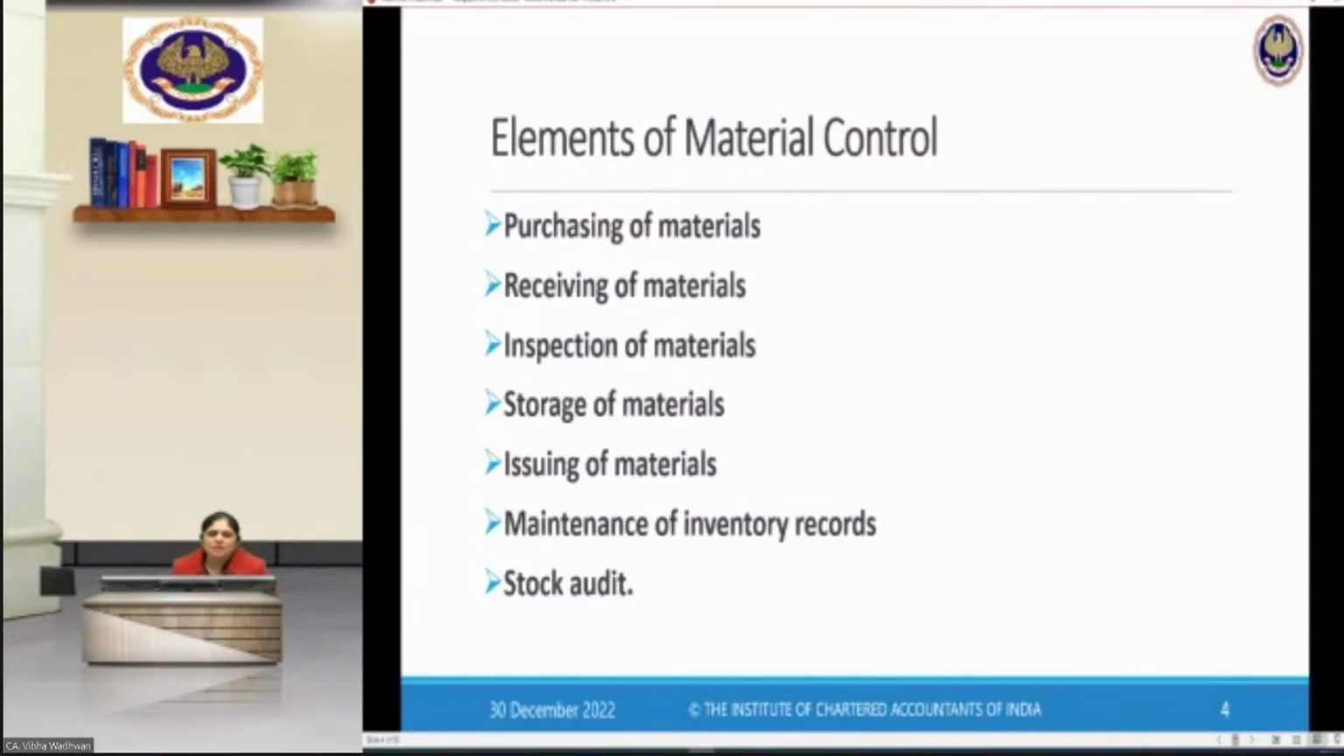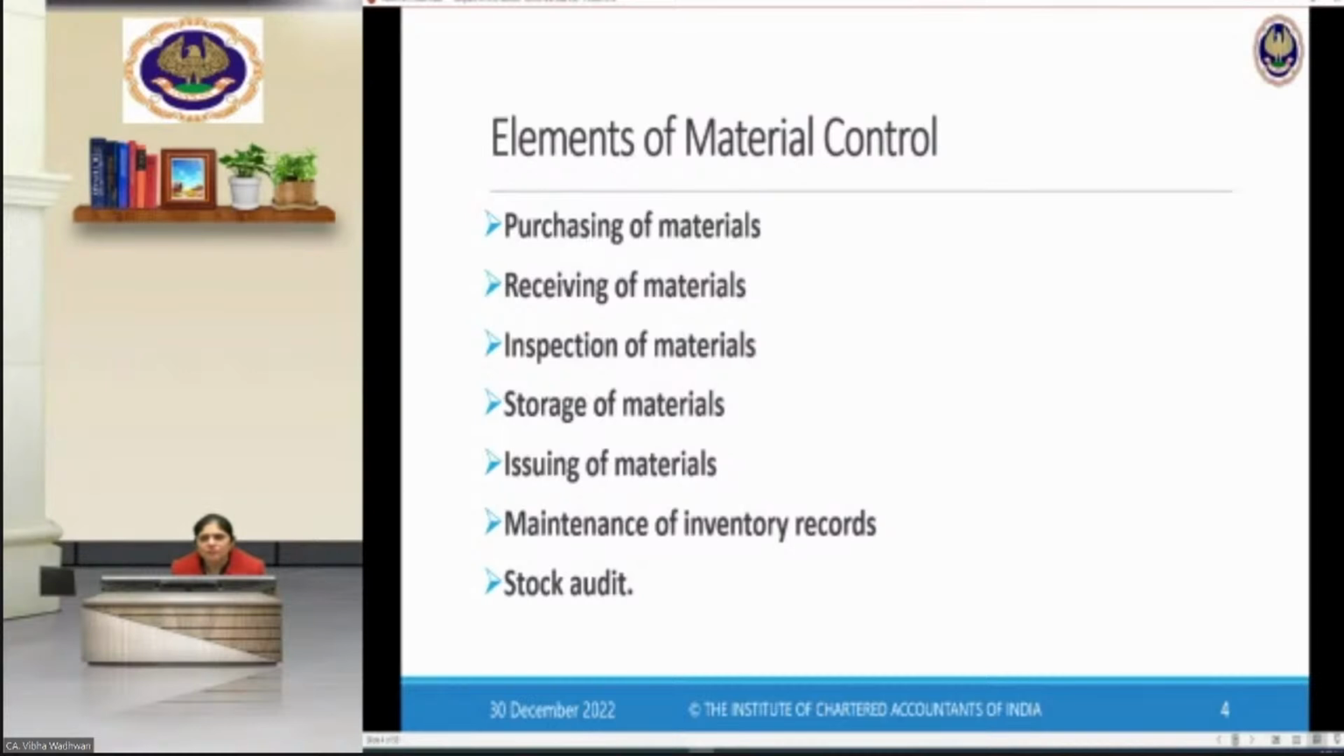If we can see here, purchasing of material, receiving of material, and inspection of material. We purchase the material, we receive the material at the factory, and then the inspection of material. So these three are basically for material procurement. Procurement stage means when we purchase the material. Then storage of material, and then issuing of material.